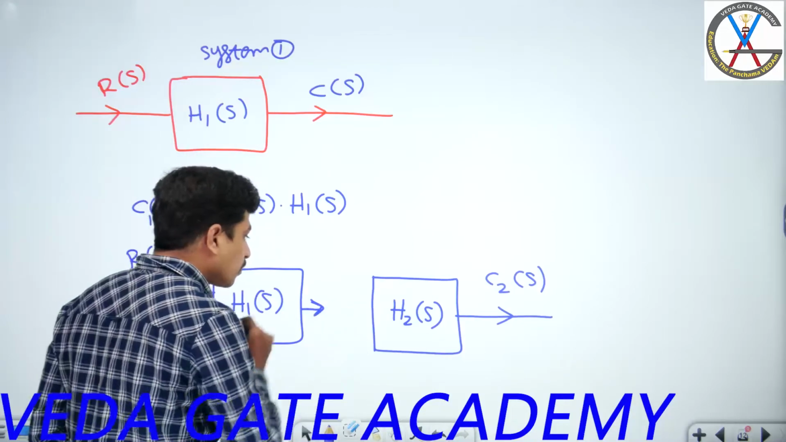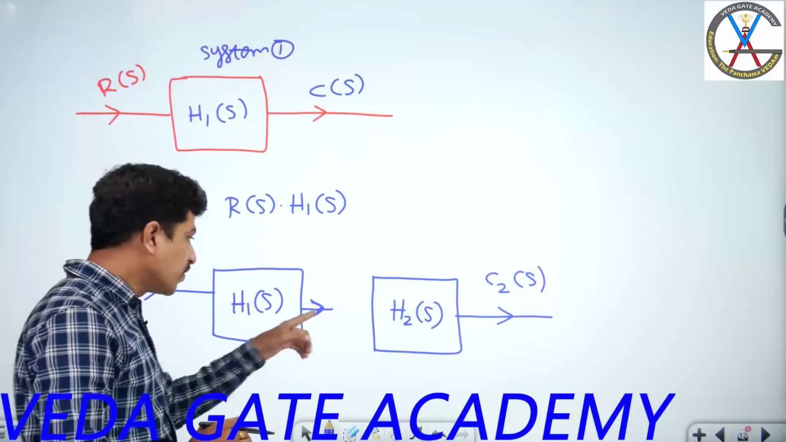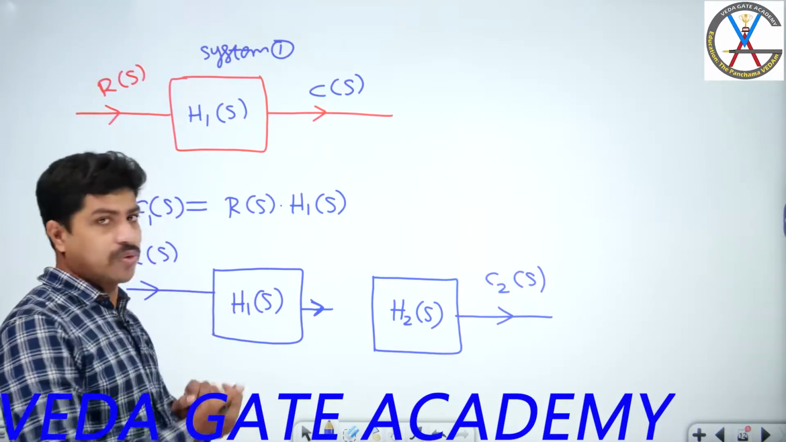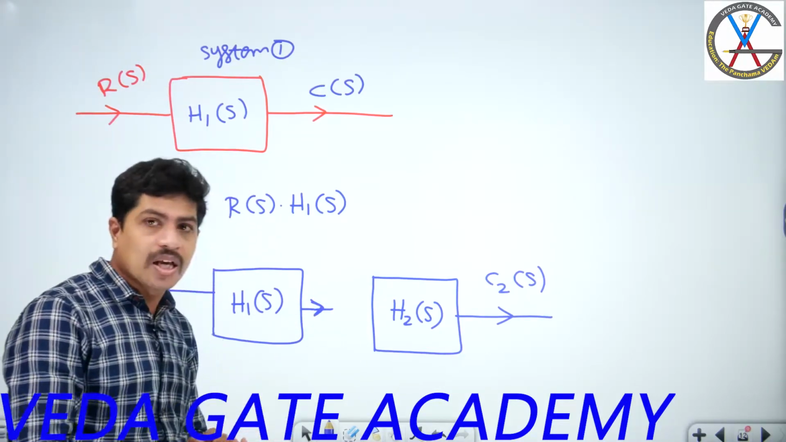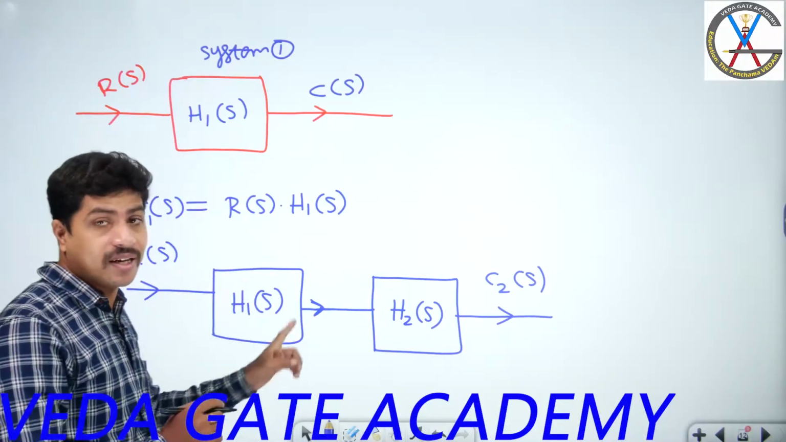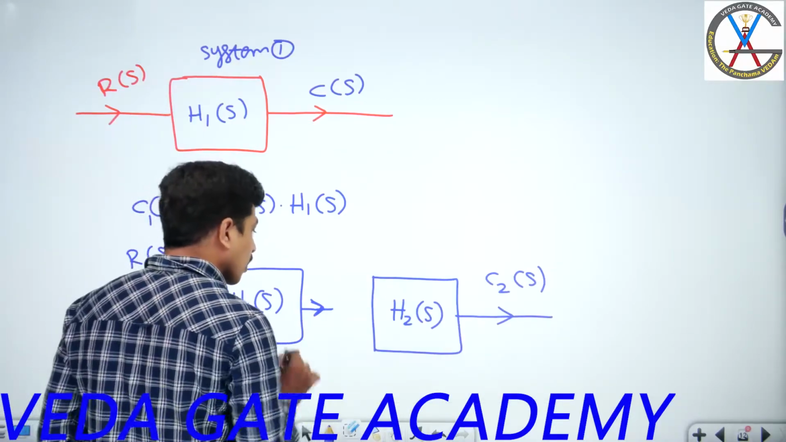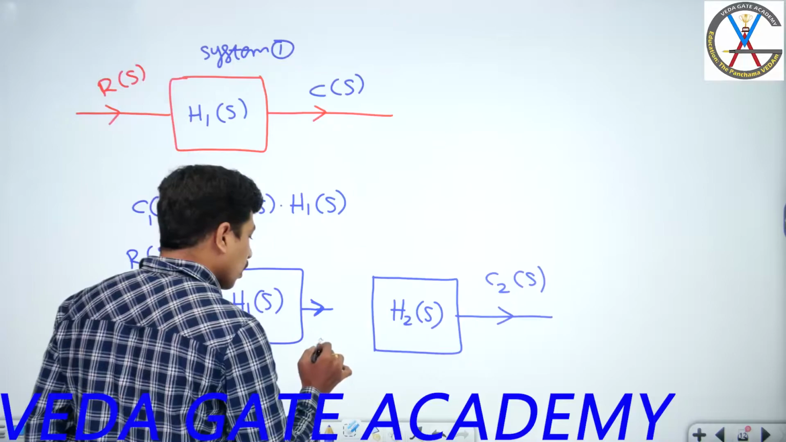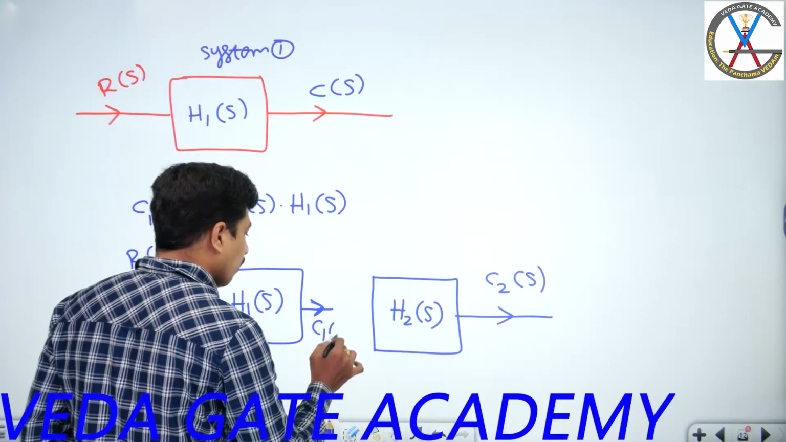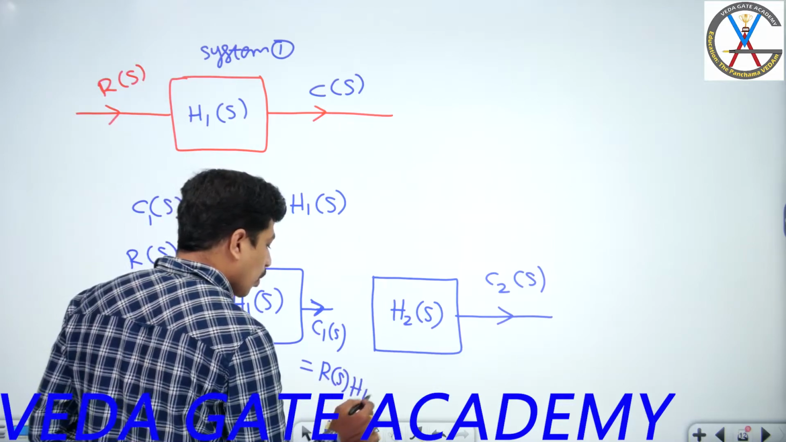Again, I am showing. Without this H2 of S, the output is R of S into H1 of S. As and when I connect this H2 of S, definitely the output here has to change. Let me show again. C1 of S is equal to what? R of S into H1 of S.